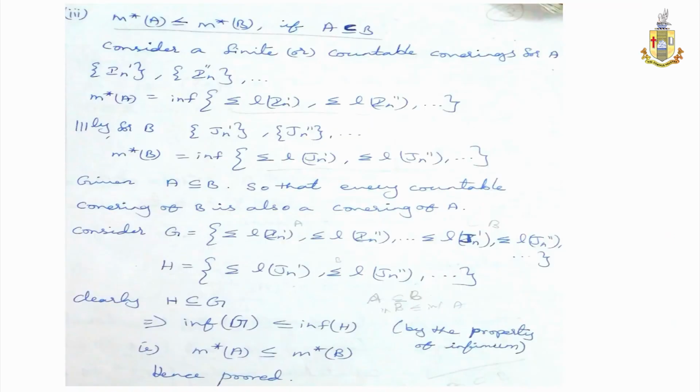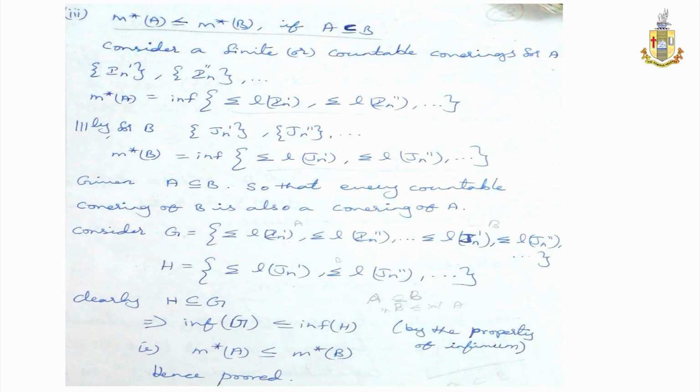So third subdivision is, we have to prove that m star of A is less than or equal to m star of B if A is contained in or equal to B. So for that, we are going to consider a finite or countable covering of A, In dash, In double dash, etc. Therefore, we get m star of A will be equal to infimum of summation L of In dash, summation L of In double dash, etc.